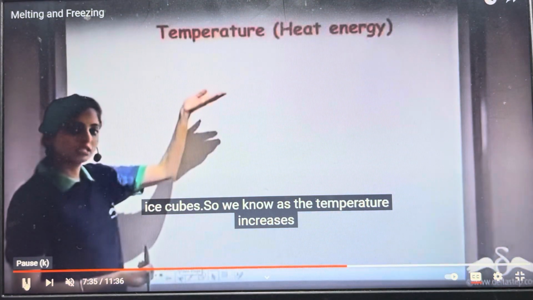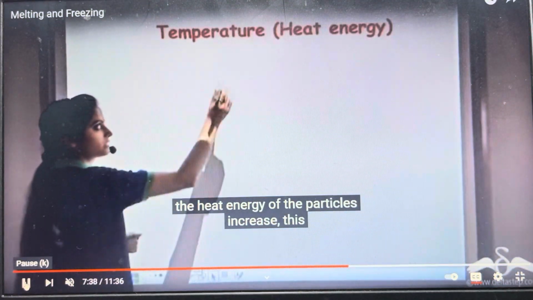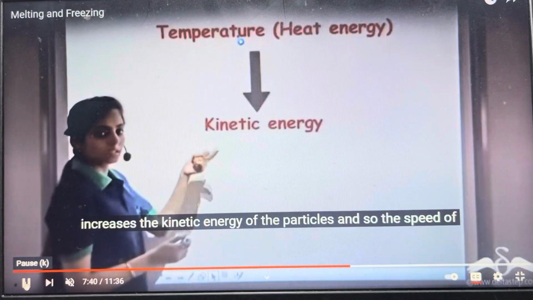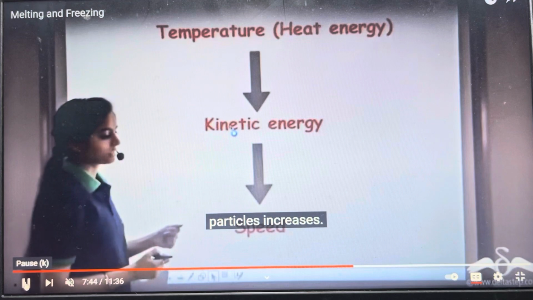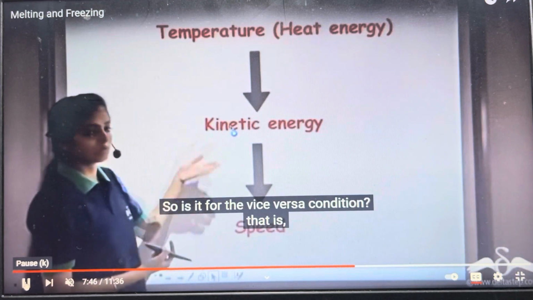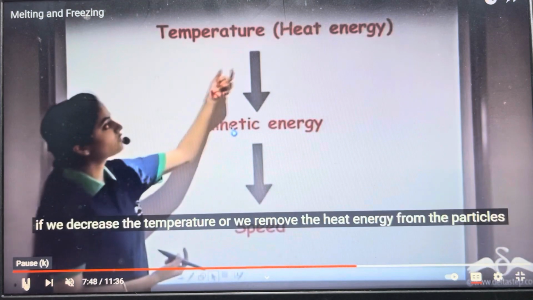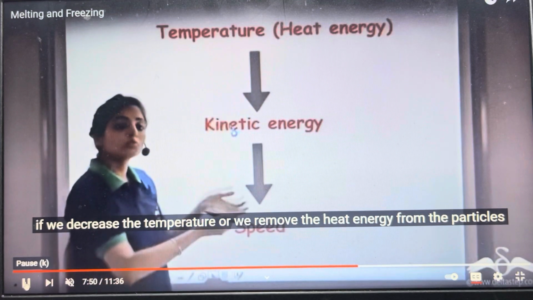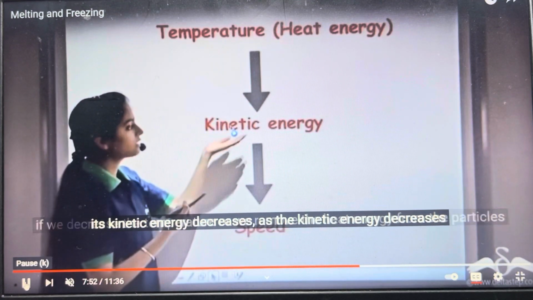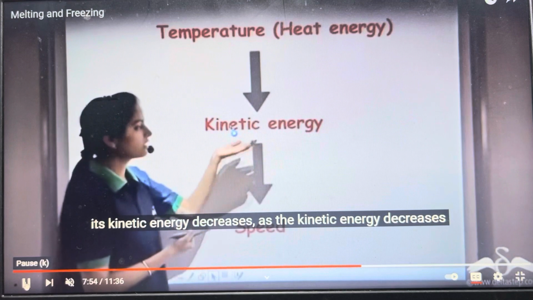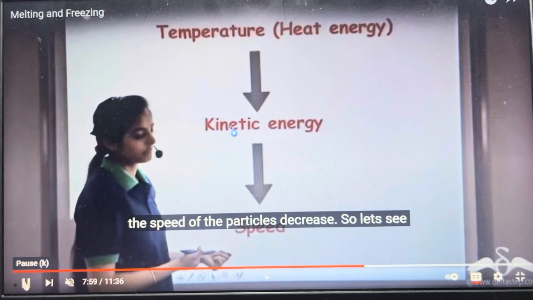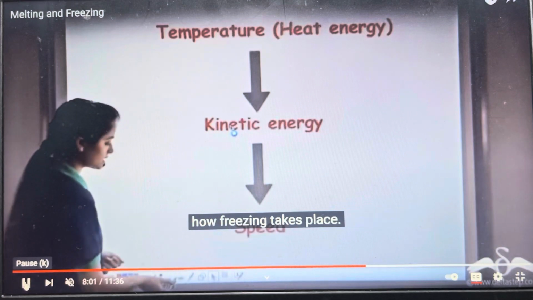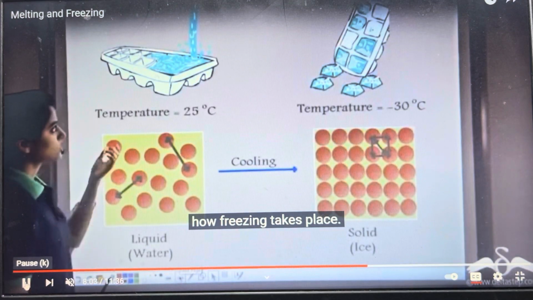So we know as the temperature increases, the heat energy of the particles increases. This increases the kinetic energy of the particles, and so the speed of particles increases. Is it the same for the vice versa condition? That is, if we decrease the temperature or we remove the heat energy from the particles, its kinetic energy decreases. As the kinetic energy decreases, the speed of the particles decreases. So let's see how freezing takes place.